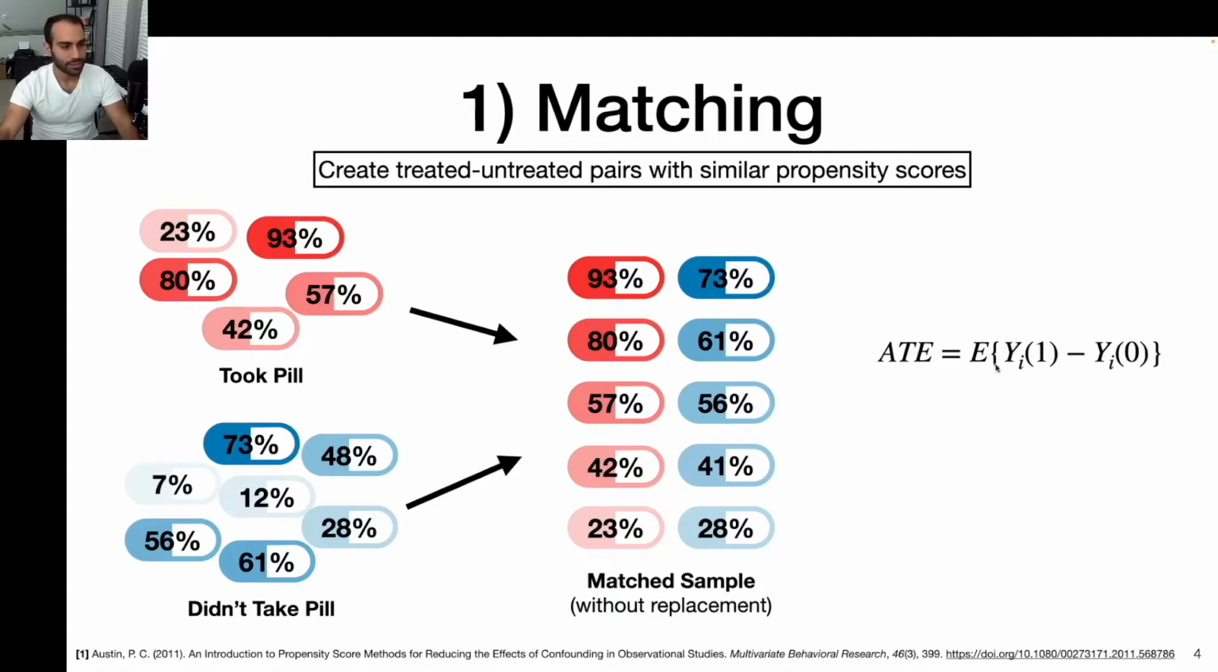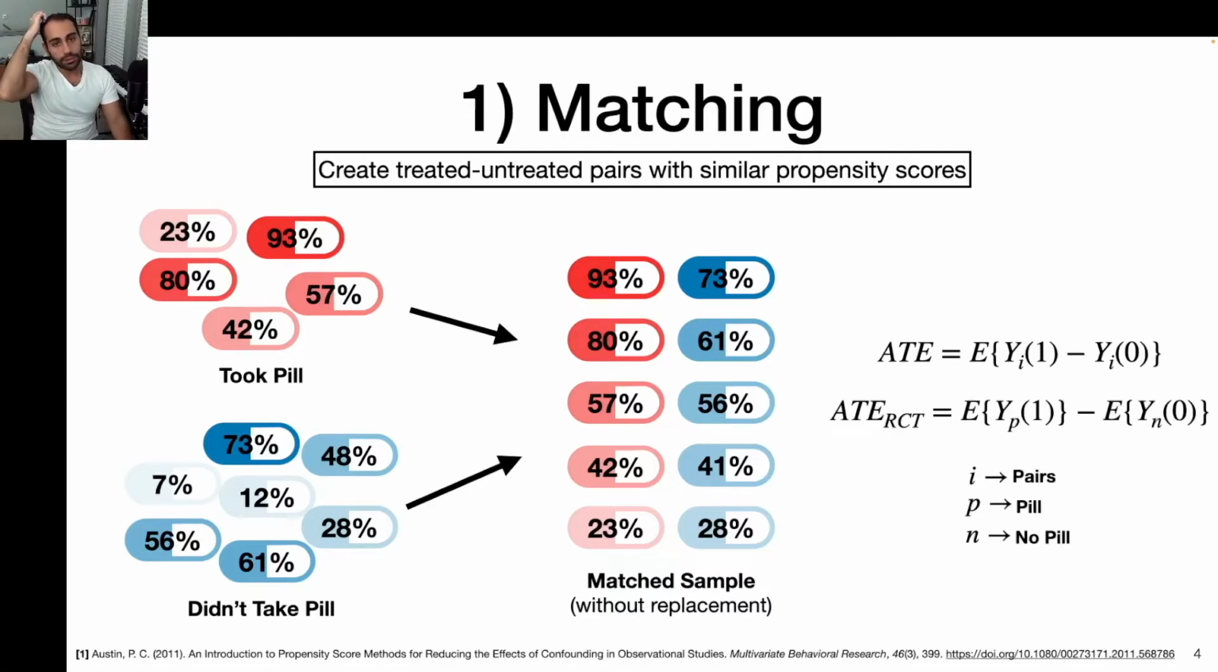We take their difference. Then we look at this pair. We take the difference in their outcomes. Then we look at the next pair, look at the difference in their outcomes, and so on and so forth. And now we'll have 5 values corresponding to the difference in outcomes for each of these pairs. And then we can just take their average. And then that'll give us an average treatment effect.